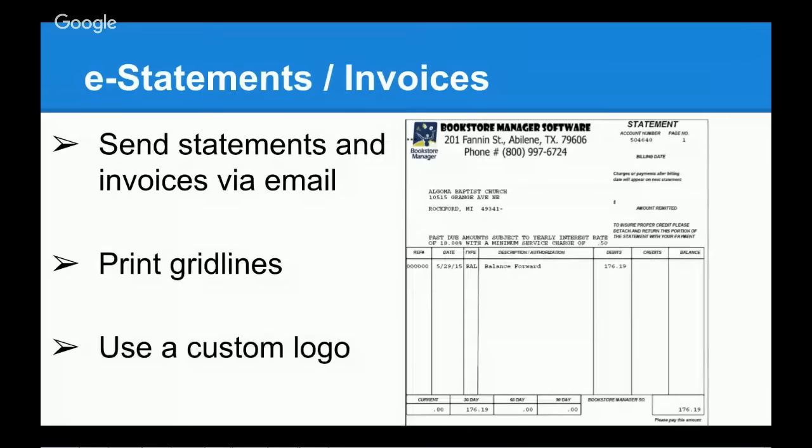The next thing that we have is an optional add-on. It's a one-time fee of $100. There's no monthly fee associated with it, but what it allows you to do is e-statements for your church accounts, and also your invoices. Anytime they come in and charge, it'll send a copy of the invoices to whatever email address you have on file. And then at the end of the month, you can send their statements. We've made some enhancements here. One, now it is showing the grid lines on your statements. And then also you're able to use a custom logo. As you can see, we've got our Bookstore Manager logo up there, and we've got our grid lines on there as well. So those are a couple of new enhancements there.